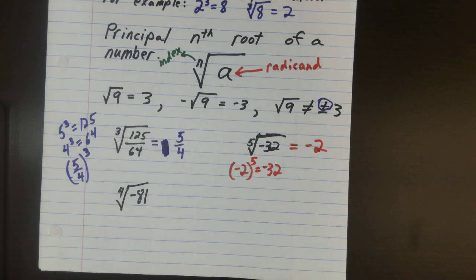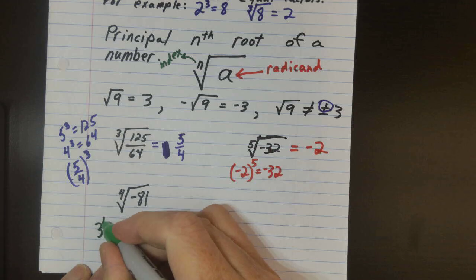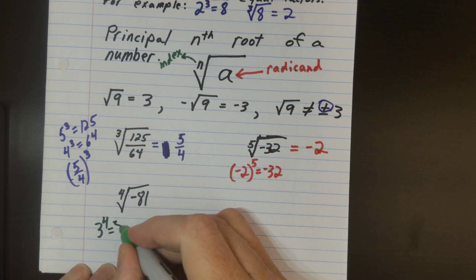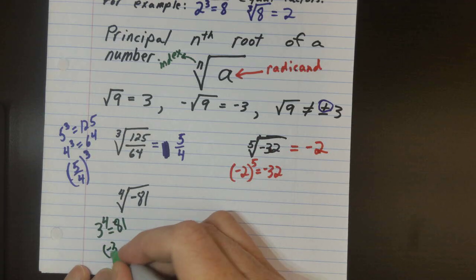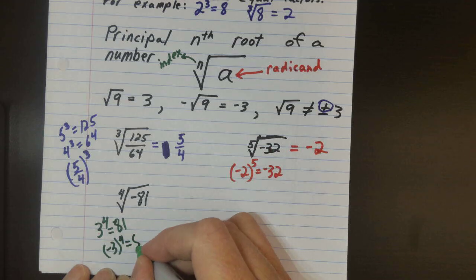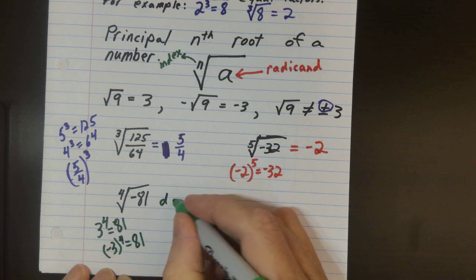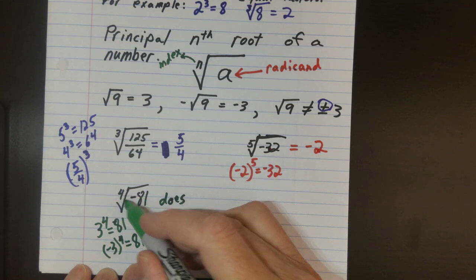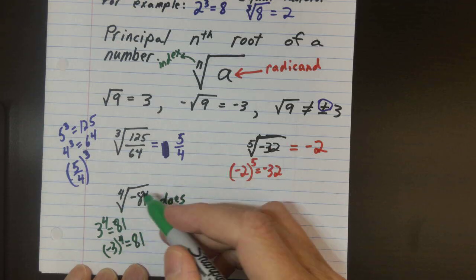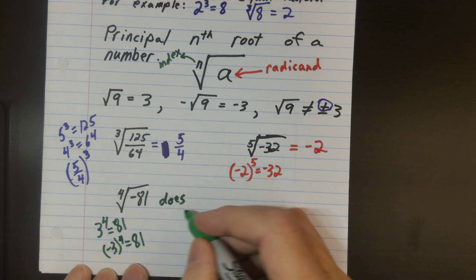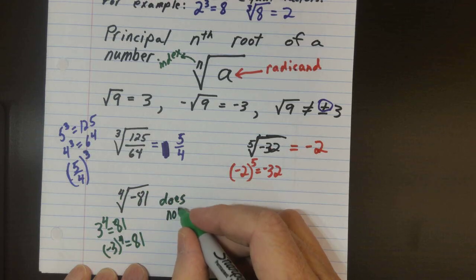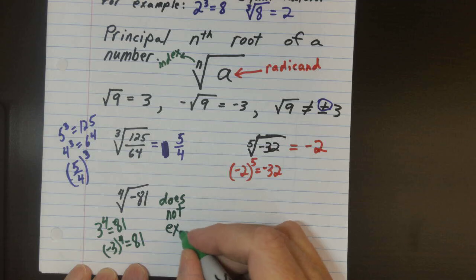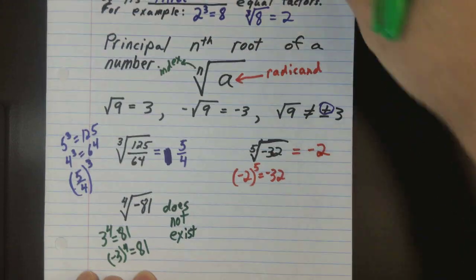Okay, the fourth root of negative 81. All right, well, we might know 3 to the fourth power is 81. Negative 3 to the fourth power is also 81. All right, the fourth root of negative 81, with an even root, you're never going to get that negative number that you want in the radicand here, so that does not exist.